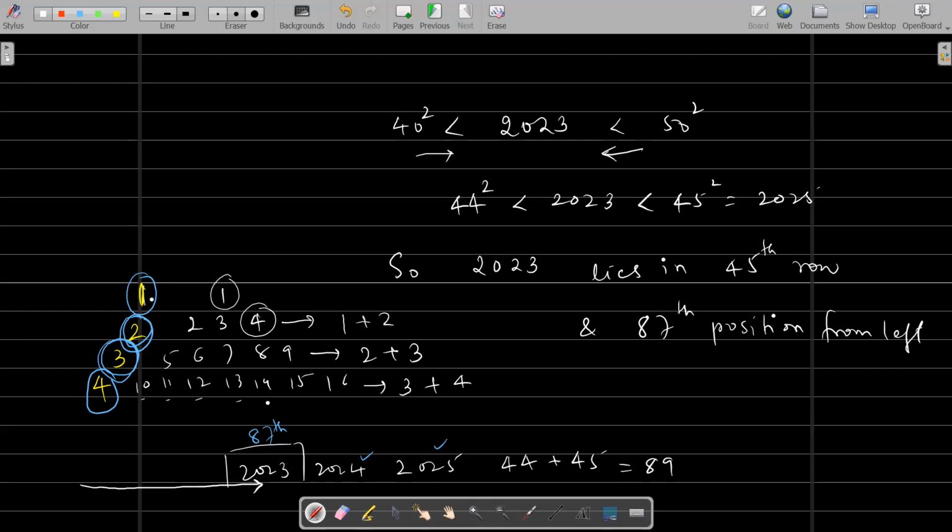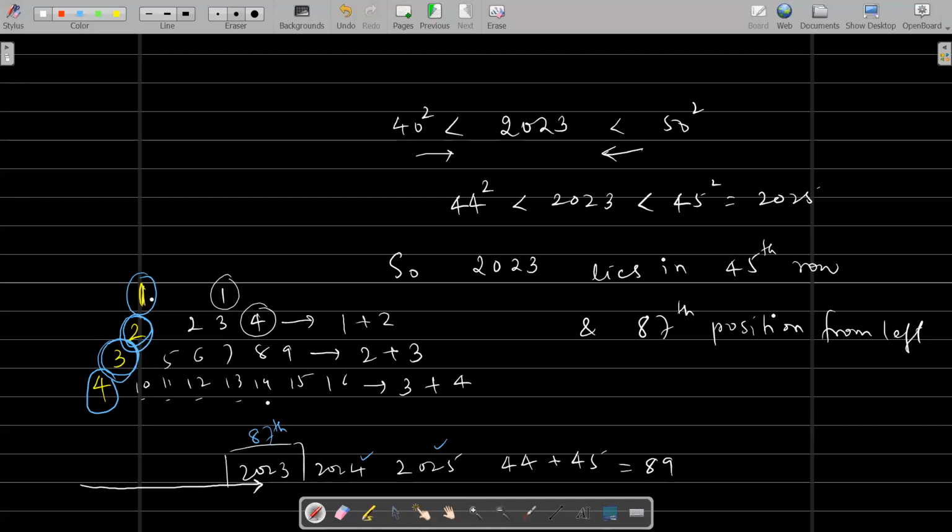Anybody wants to say something more about this problem? Sir, can I tell? Who is that? Snehal. Yes, Snehal, a little louder. I can't listen properly. Sir, now the numbers at the right, they all are perfect squares. And they ask us about 2023, and the perfect square near 2023 is 2025, which is the square of 45.